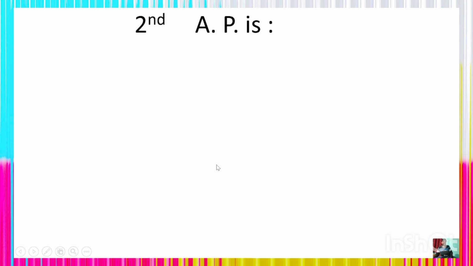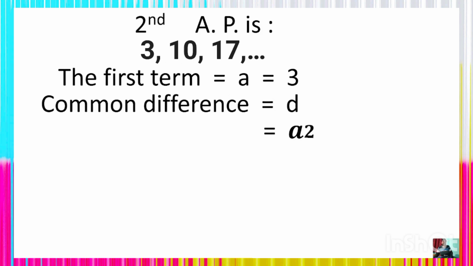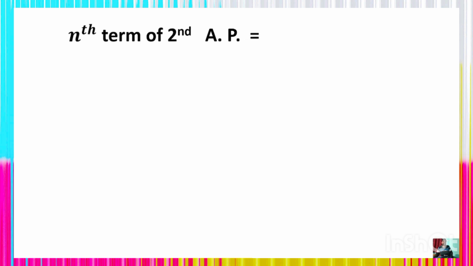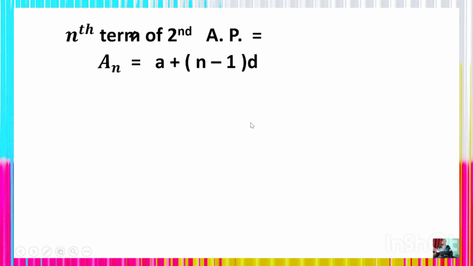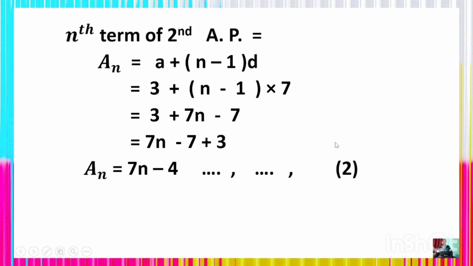Similarly, the second AP. What is the second AP? 3, 10, 17. The first term of the second AP, a, is equal to 3. The common difference d is a2 minus a1, which is 10 minus 3, which is 7. Okay, the nth term of the second AP, a_n is equal to a plus (n minus 1) whole into d, which is 3 plus (n minus 1) whole into 7. Removing the bracket, it will be 7n minus 7 plus 3, and after arrangement, A_n is equal to 7n minus 4, equation number 2.